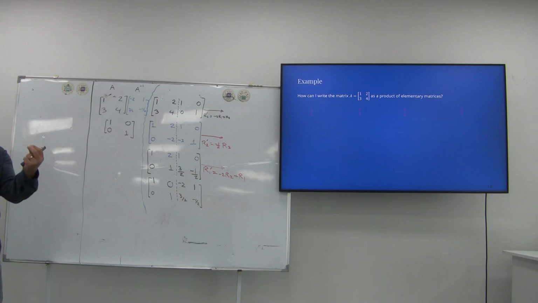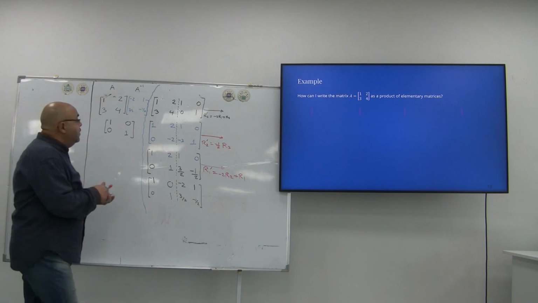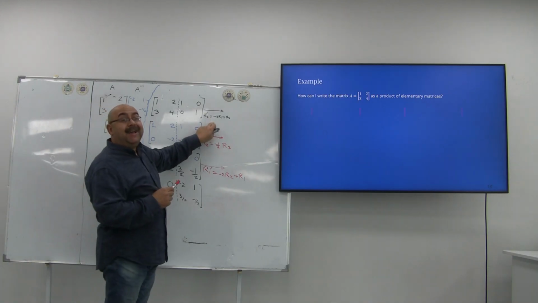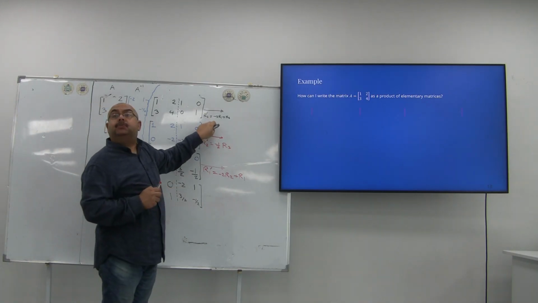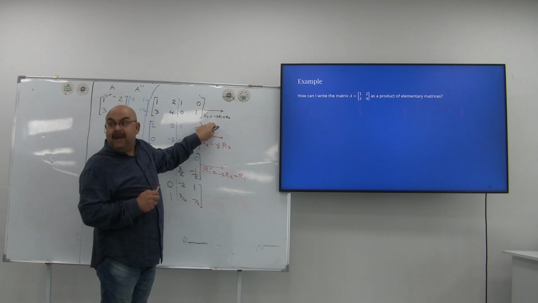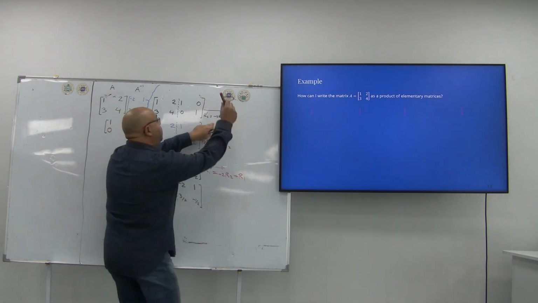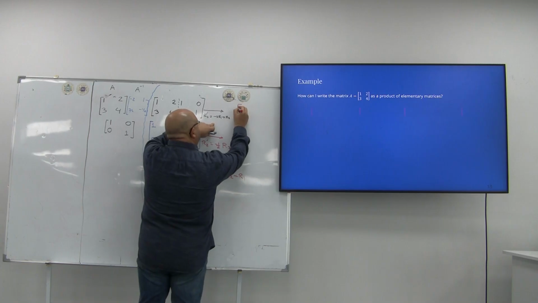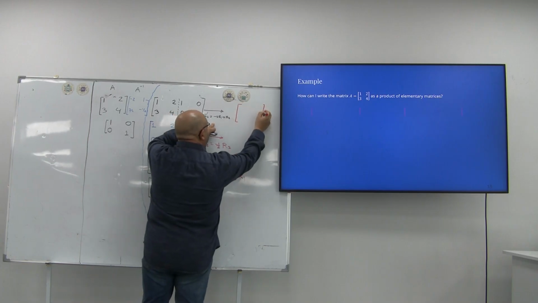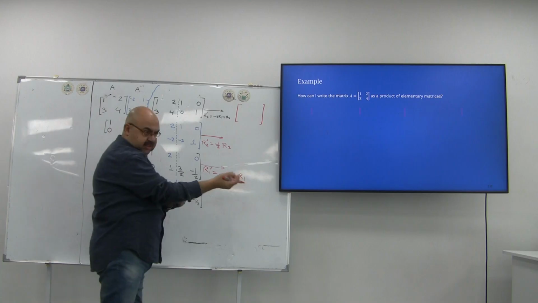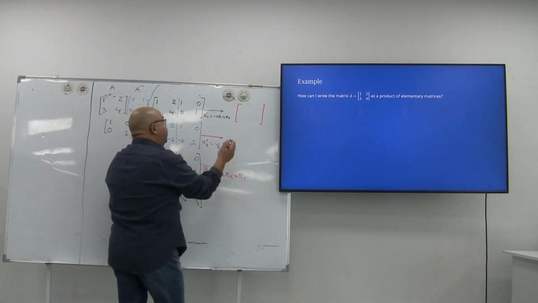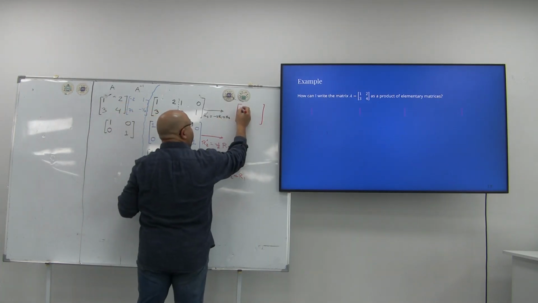Another main remark. This is really very important. Please don't write anything, just watch me. From this operation, I can write the corresponding elementary matrix. The elementary matrix responsible for this action is simply multiplying the first row by negative 3 and adding it on the second row.